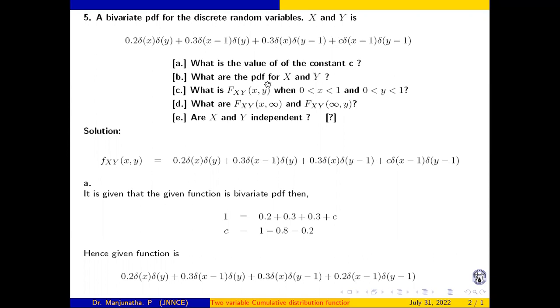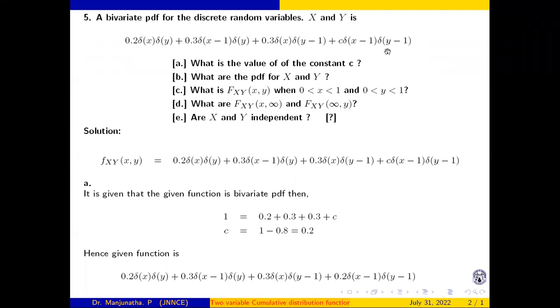So this constant c. What are the PDFs for x and y? What is the fxy of x, y, for x varying from 0 to 1 and y varying from 0 to 1? And what are the CDFs for x and y? Are x and y independent? This is the discrete PDF described in this way.